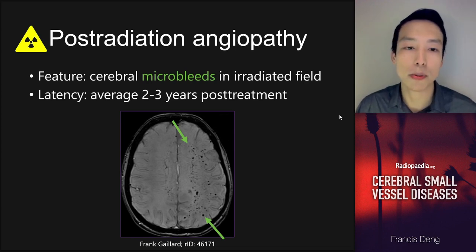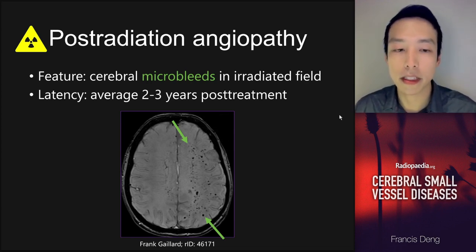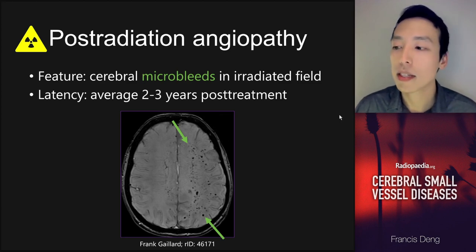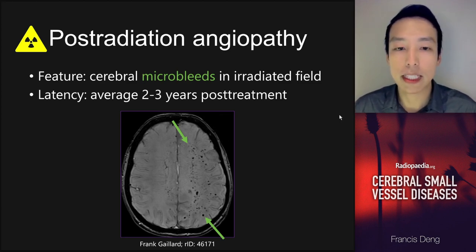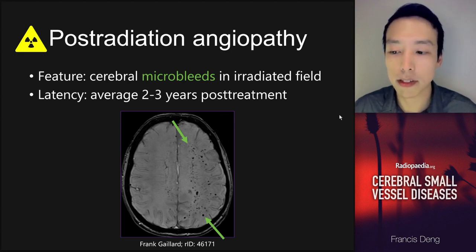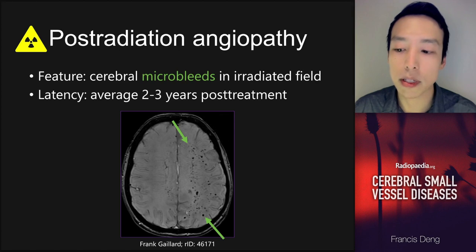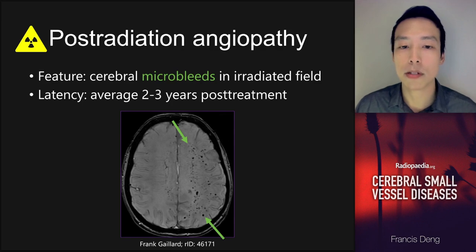The main feature are cerebral microbleeds within the radiated field, especially in the higher dose range greater than 30 gray. There's usually somewhat of a latency to the appearance of these manifestations, on average 2 to 3 years, but it can be highly variable, and they tend to be regional. In this case, there was a left-sided cerebral hemisphere glioma that was irradiated, and so they have this asymmetry of cerebral microbleeds in the left cerebral hemisphere afterwards.